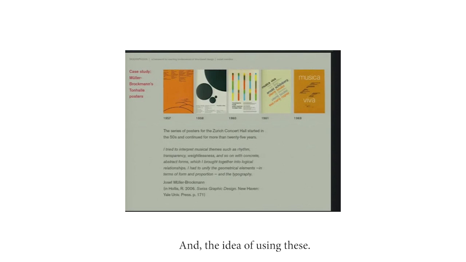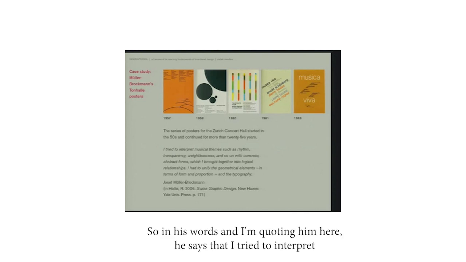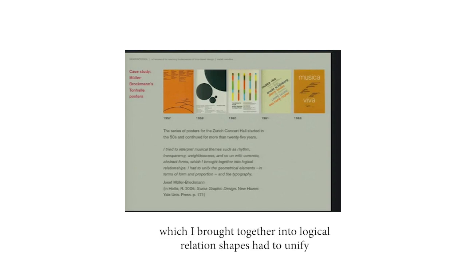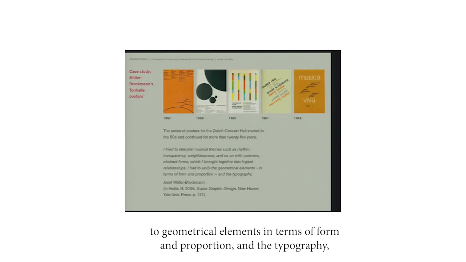The idea of using these in my case study is exactly because they announce music. And so that would be used as one of the parameters for talking about motion and creating the relationships between visual and aural elements. In his words, and I'm quoting him here, he says: I try to interpret themes such as rhythm, transparency, weightlessness, and so on with concrete, abstract forms, which I brought together into logical relationships, and unified the geometrical elements in terms of form, proportion, and typography.